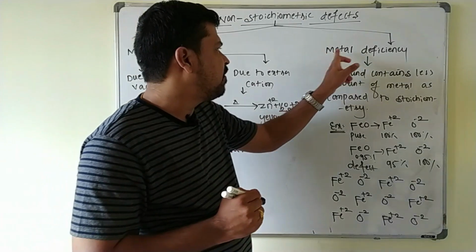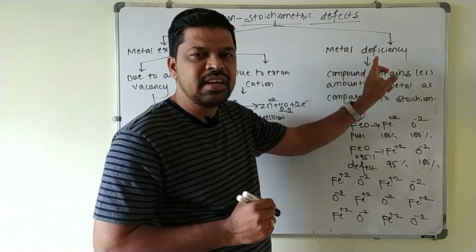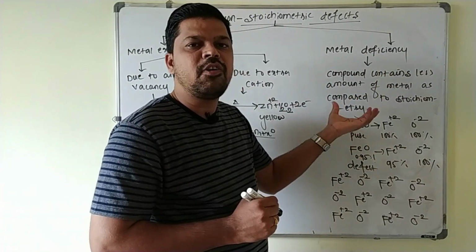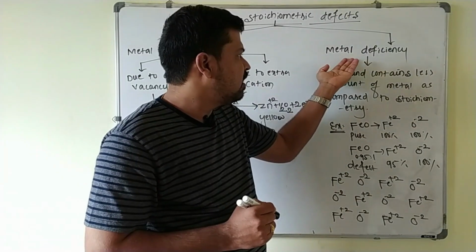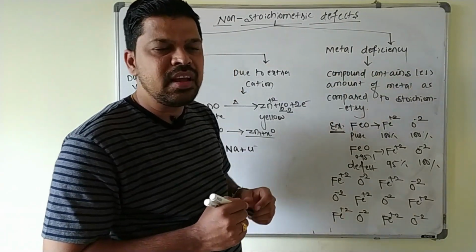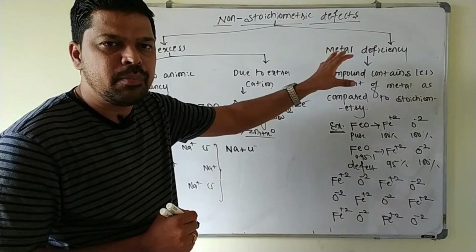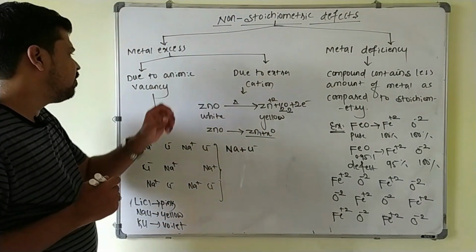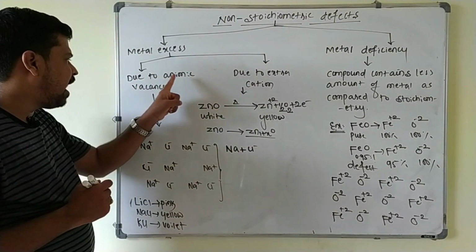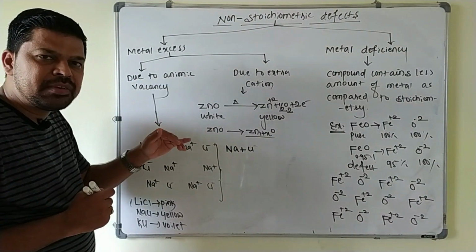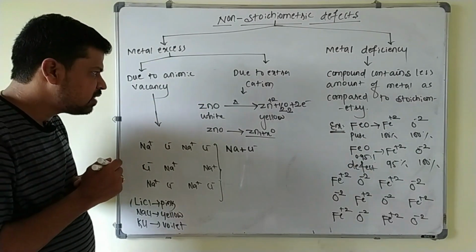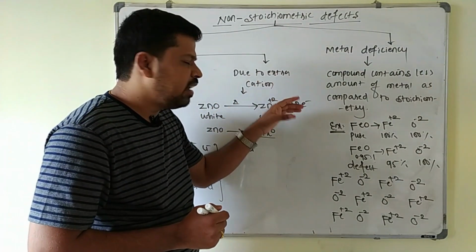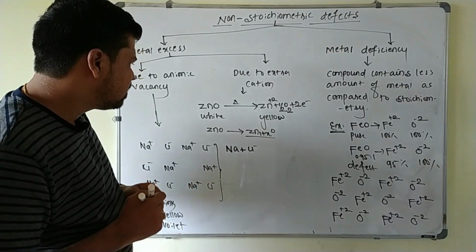Another thing is metal deficiency. As the name indicates, metals form what? Cations. Here these crystals will have less number of cations as compared to the stoichiometric ratio here. Now in case of metal excess defect, there are two types, that is due to the anionic vacancy. So that anions are missing means automatically the number of cations will increase, due to extra cation that is occupying the interstitial site here.